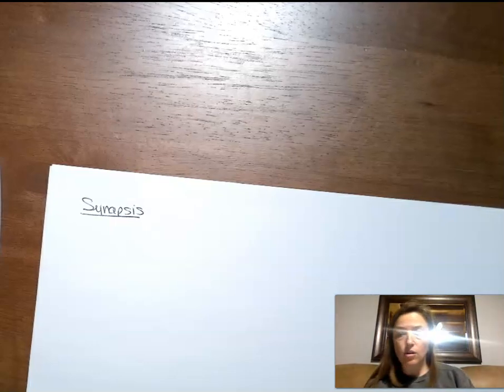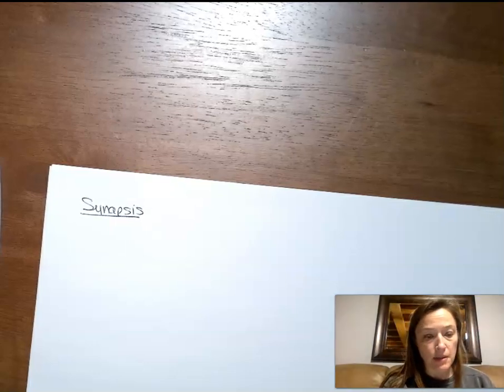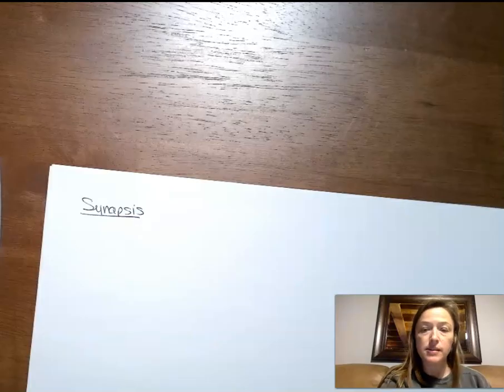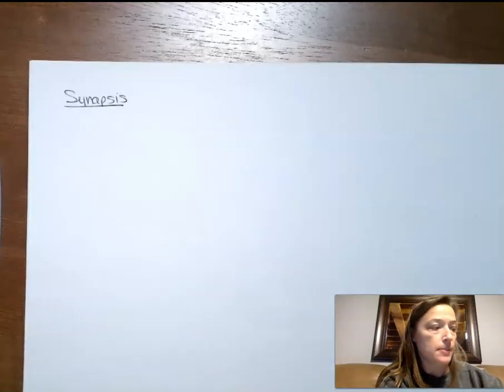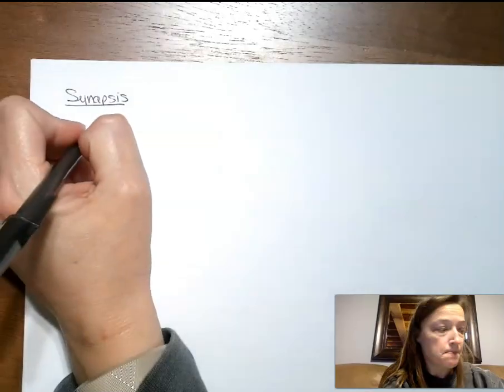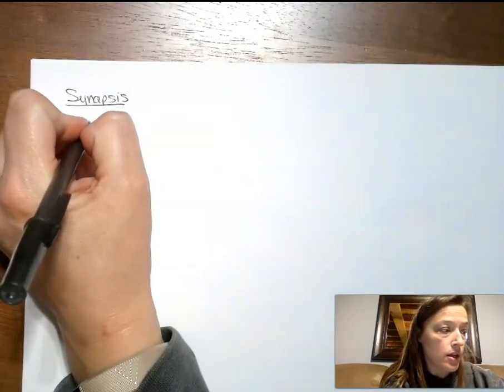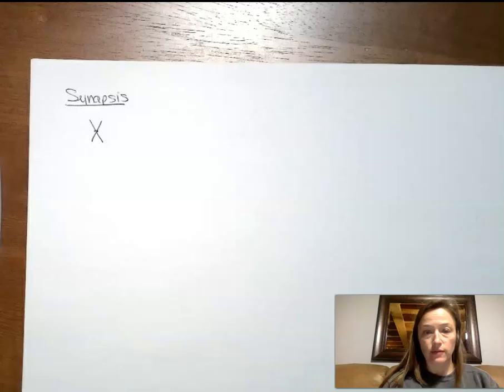All right, so this one is all about variation. The first is I can describe the process and purpose of synapsis. Synapsis occurs in prophase 1, and it is simply where for each chromosome you have a duplicated chromosome.